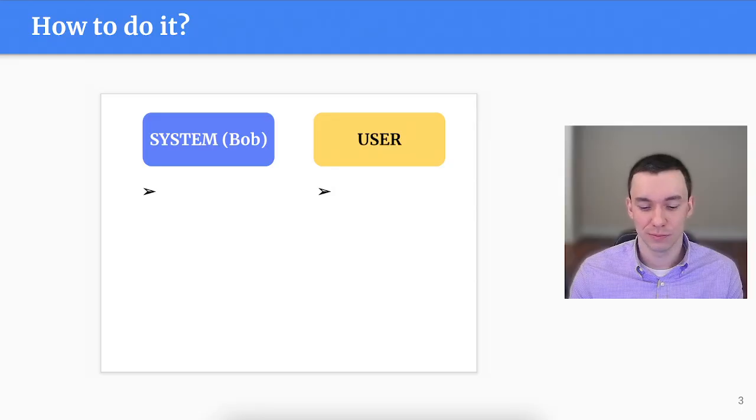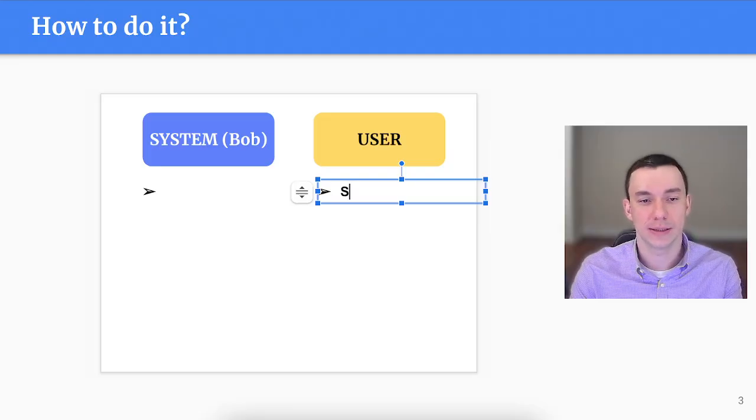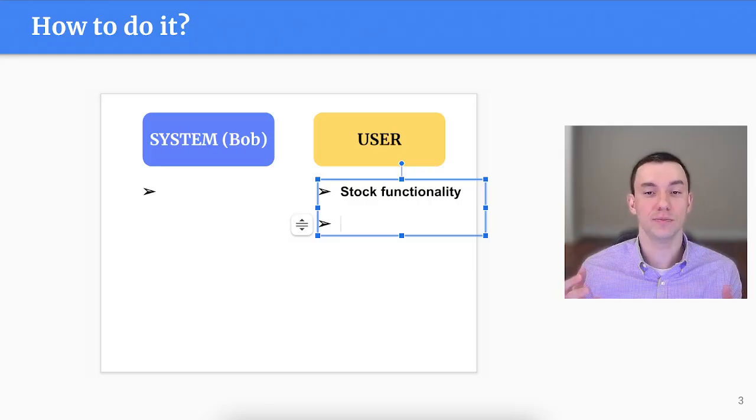So let's start with the user. Let's start with me. As a user, number one, I need to know that stock functionality exists. I need to be able to know that Bob can help me do that task. Otherwise, how do I know to ask him that, right?